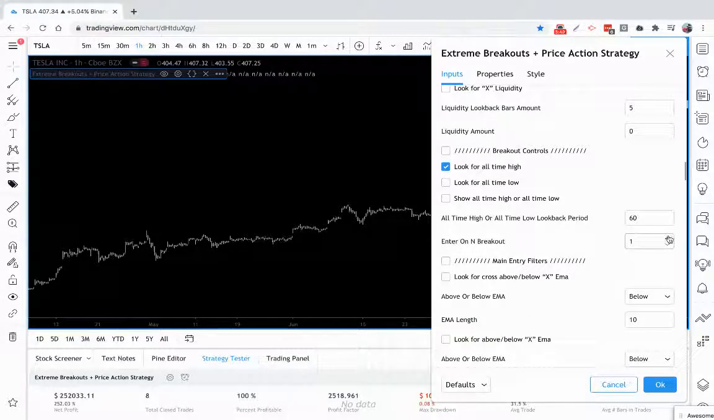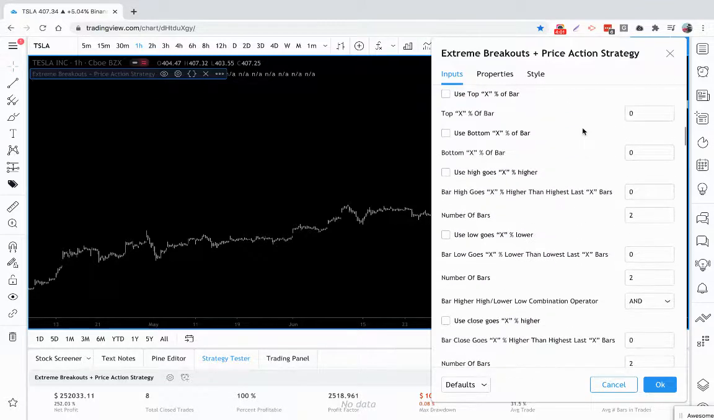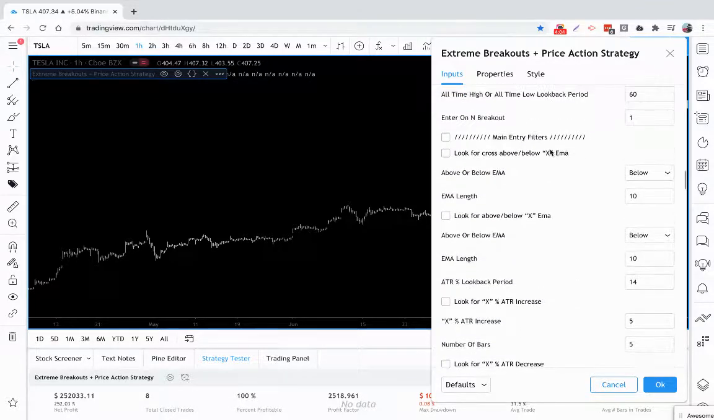You can also delay breakouts. Sometimes this can be very good at making sure you don't get into a false breakout. You also have filters for all of the settings up here. And even the volume controls and the price action controls can filter your breakouts too. But you also have these main entry filters. So if you want to look for breakouts that just cross above or below a certain EMA, you can do that. If you want to look for them generally above or below a certain EMA, so say for example you're looking for bullish ones and maybe you want to look for them above the 50 or 100 EMA, which is the exponential moving average, you can do that.